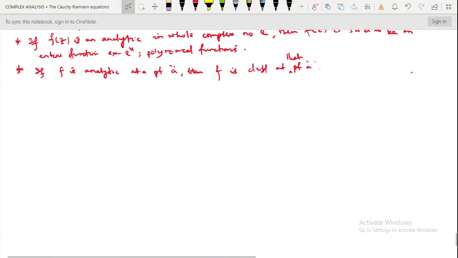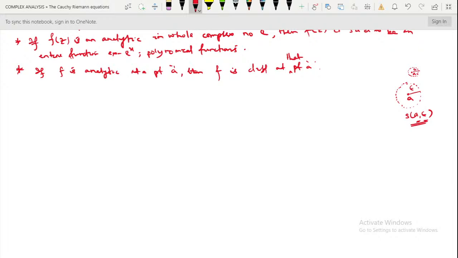If this is a point A, then its neighborhood means just make a circle around it. Let this epsilon be its radius. If you take epsilon radius, it will be like this, and this is an open disk whose center is at A and whose radius is epsilon. This is an open disk; you may say a circle is a one-dimensional concept.